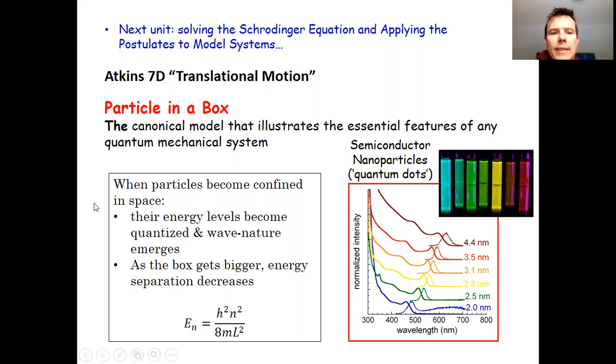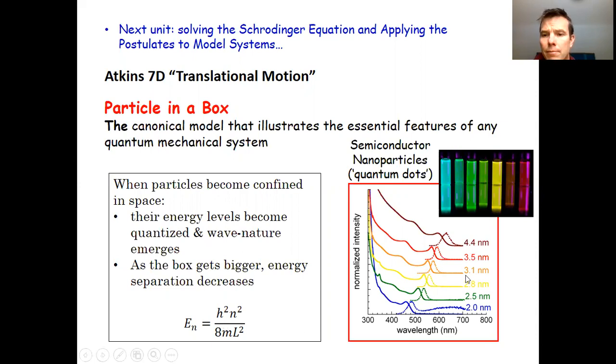But one of the key ideas is that when particles become confined in space, their energy levels become quantized and the wave nature of the particle emerges. The second major point is as the box gets bigger, the energy separation decreases. And this is a specific equation that we'll derive later in the semester. This is an example of those ideas.